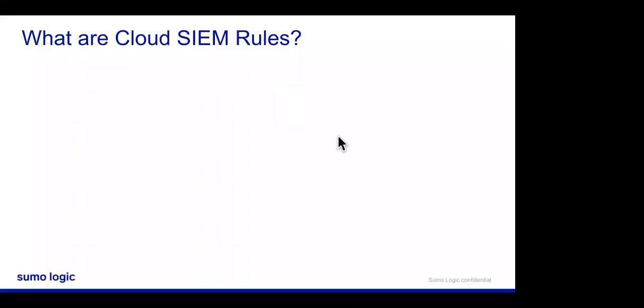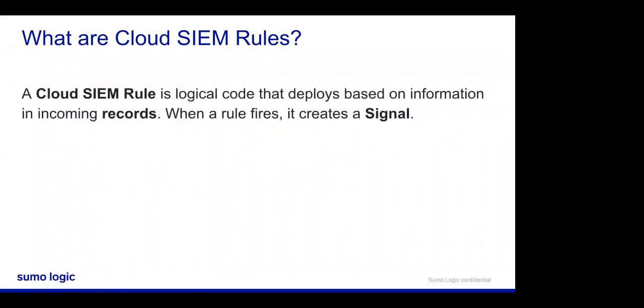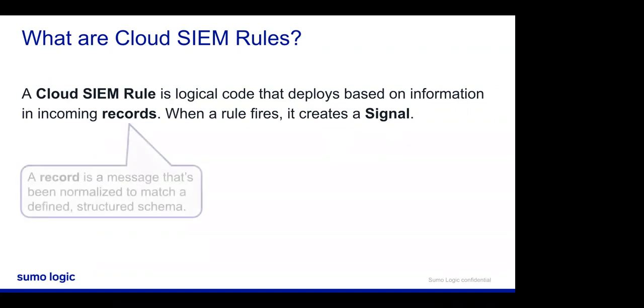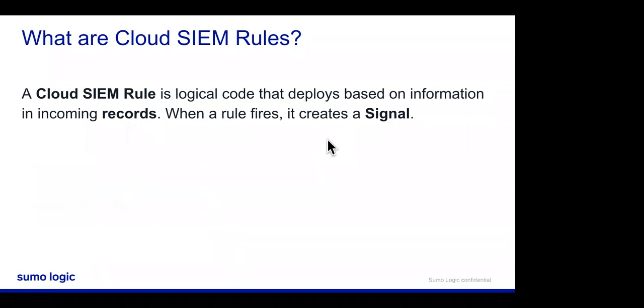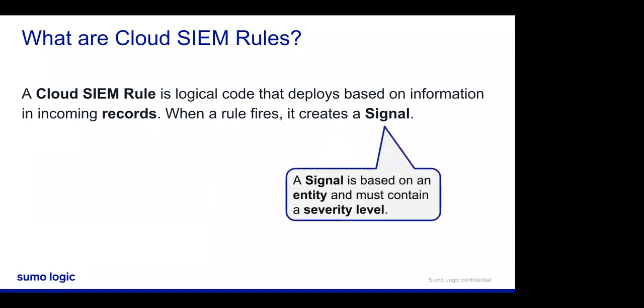So, customizing. We can create Cloud SIM rules, if you have permissions to do so. The Cloud SIM rule is logical code that deploys things based on information of the incoming records. If the record matches the rule, it creates a signal. So we're going to create a rule, and if the record matches the rule, it fires off and generates a signal, okay? And that signal, like I said, will have a score associated with it.